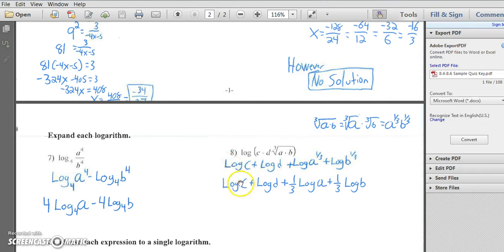That's good. And that D there is good. However, these two are not. Why? Because they have the 1/3 as an exponent. The 1/3 must get dropped out in front, and we're done.